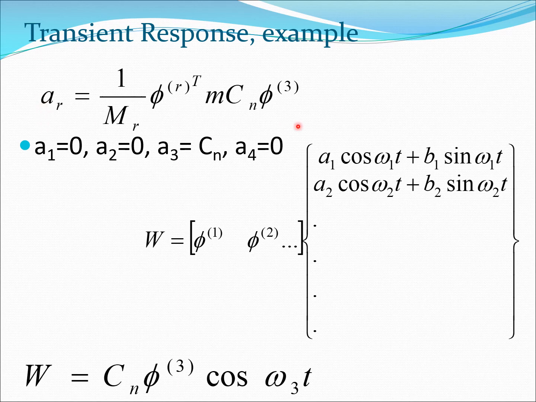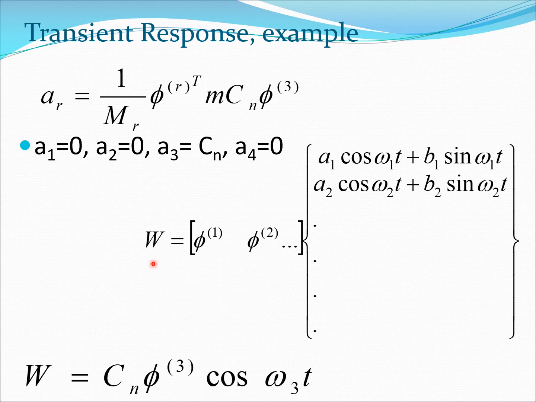Now we know this term, we look at it very carefully. So when we look at it very carefully, we see that this phi r transpose m phi 3 term is there. Therefore this term is going to be 0 for all the cases except for r equal to 3. And therefore you are only going to get A3, and A3 is going to be Cn because phi 3 transpose m phi 3 is going to be m3. That's going to cancel out. So A3 is going to be Cn. All the remaining A's are going to be 0.